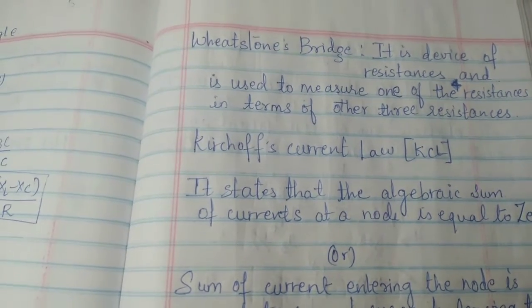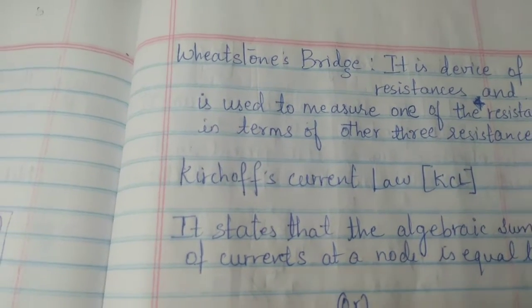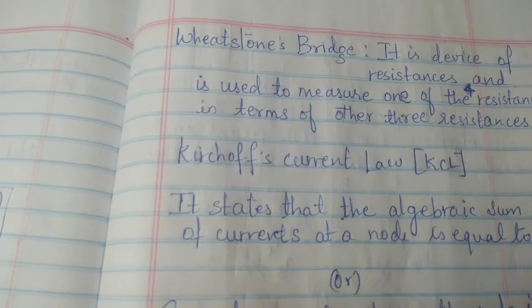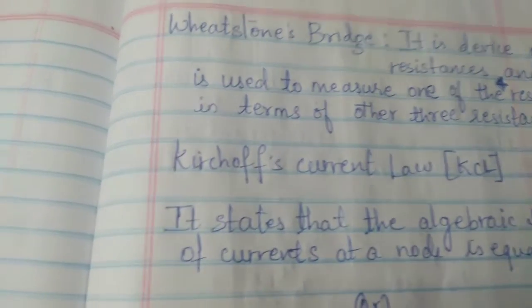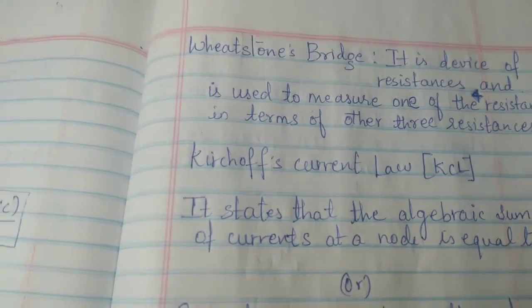Hey everyone, the topic of the day is Wheatstone Bridge. Actually, what is Wheatstone Bridge in the sense? Let us first see the definition. It is a device of resistances, and it is used to measure one of the resistances in terms of the other three resistances. That is called a Wheatstone Bridge.